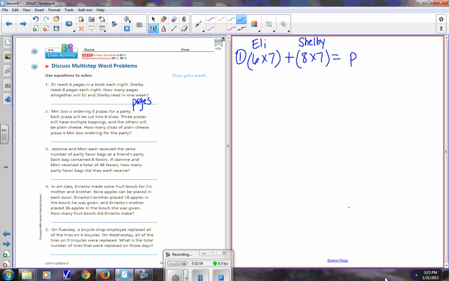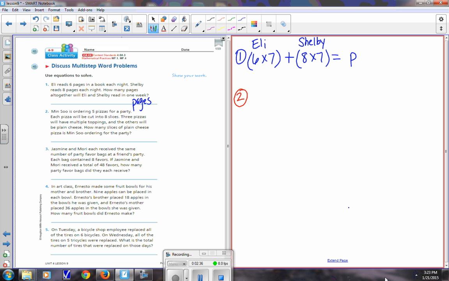Even number 2. Min Soo is ordering 5 pizzas for a party. Each pizza will be cut into 8 slices. 3 pizzas will have multiple toppings, and others will be plain cheese. How many slices of plain cheese pizza is Min Soo ordering for the party?